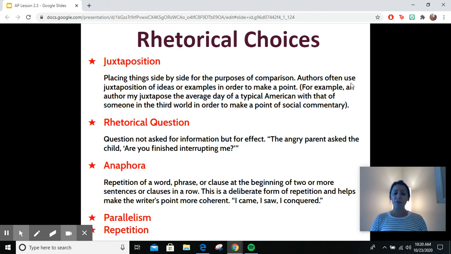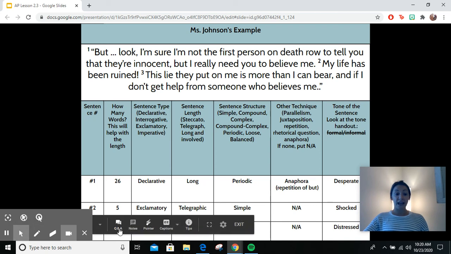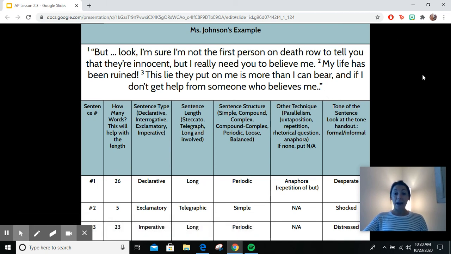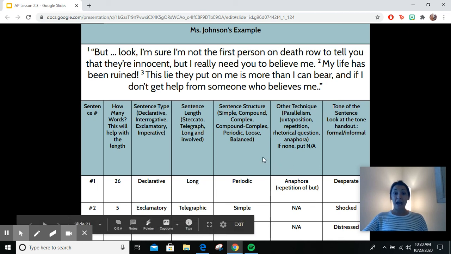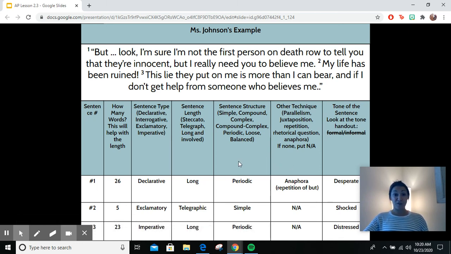And then we've already gone over parallelism in class along with repetition, and so I put those on there. You can absolutely talk about those two rhetorical choices when you're talking about sentence structure. Use these slides as you are working through the guided practice today. Come back to this video if you need to review your notes or to review the lesson.